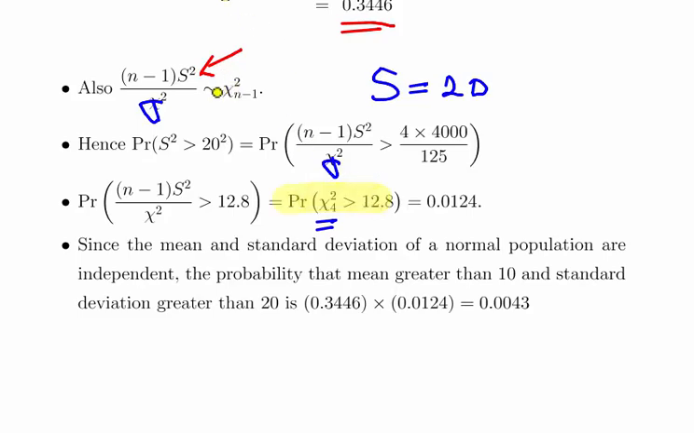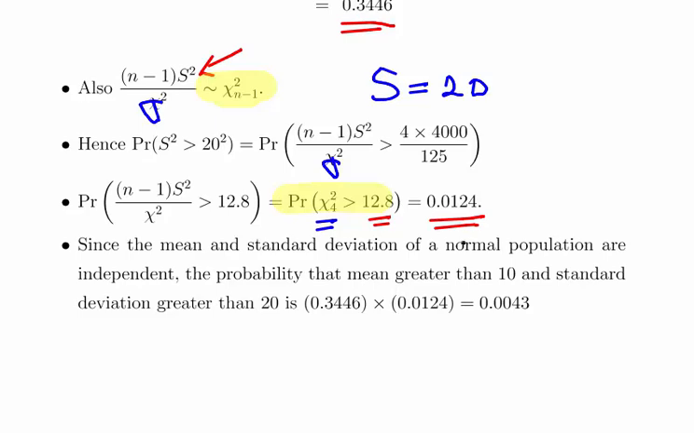This is a chi-squared random variable with degrees of freedom n minus 1. So this is where we should end up. 4 times 400 over 125 gives us 12.8. That should give us a probability of 0.0124. Again, using either statistical tables, which is probably unlikely, or using a programming language.